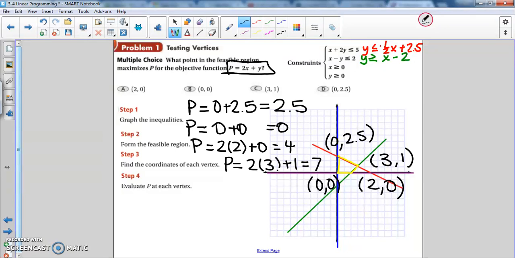Once you find all of your p-values, the vertex that gives us the maximum point is 3, 1 with a p-value of 7. So the point that maximizes p would be 3, 1. C.